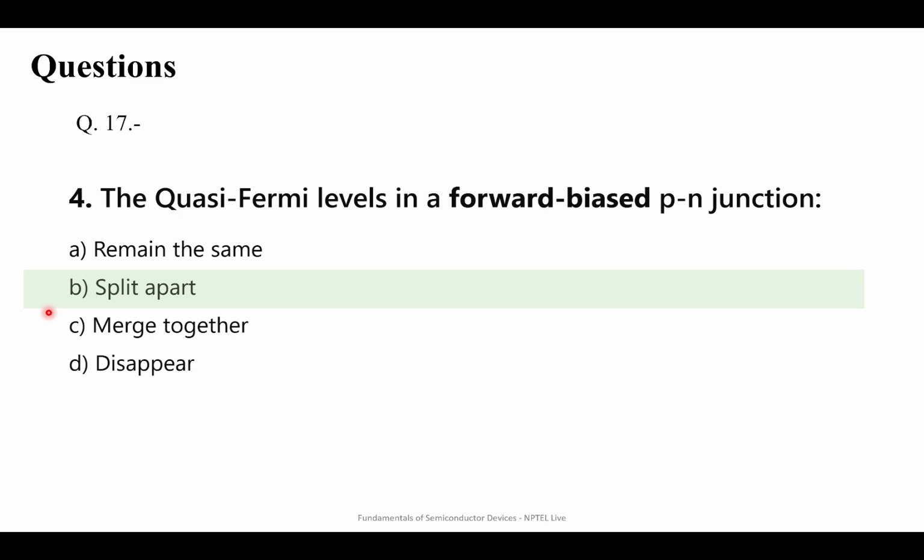So when you forward bias the p-n junction, there is a positive potential at one end and a negative potential at the other end, which causes the Fermi level to separate and go down or up accordingly. It will go down in a p type and up in an n type. So they break apart.